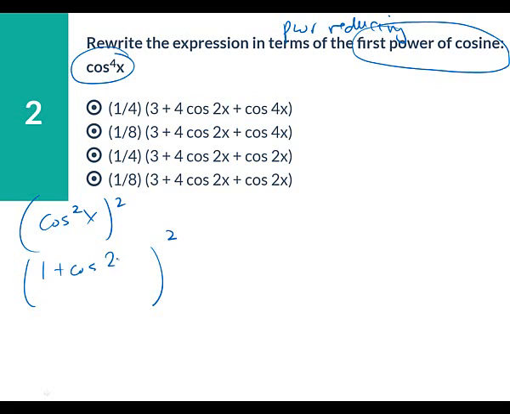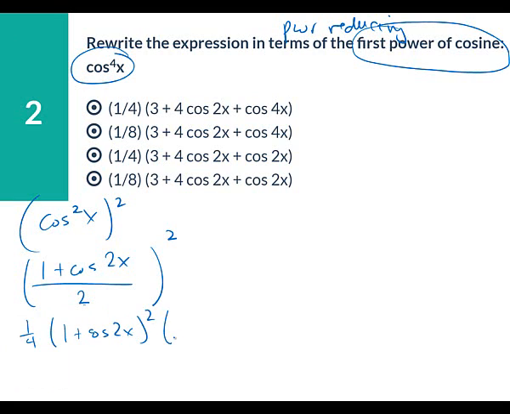Cosine of what? 2x over 2. All right, so I need to square the top and square the bottom. When I square the 2, what do I get? 4, right? But it's in the denominator, so I'm going to bring it outside as a 1/4. So plus cosine 2x squared.